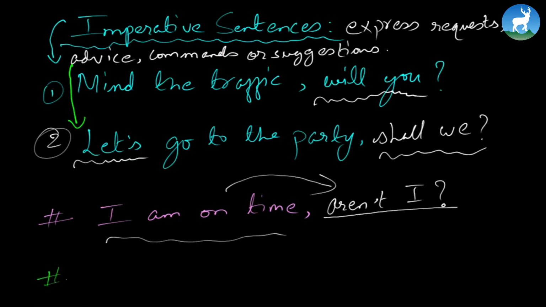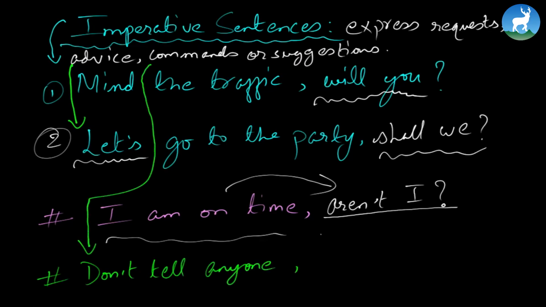Look at that. Okay, I'll put one more here. Don't tell anyone. Look at this. When I go for something like this, don't tell anyone. Don't tell anyone. Will you? It's a command in a way, but still. Okay, will you? So this is how it is done. All right, these are the rules to be considered whenever you go for question tags.